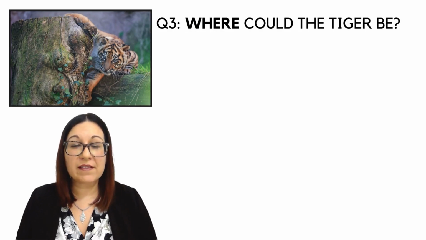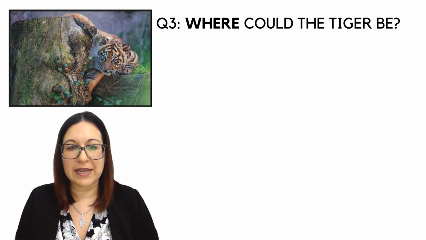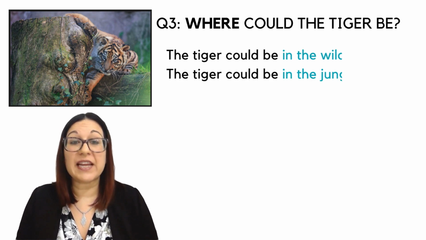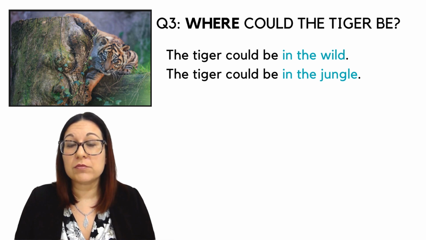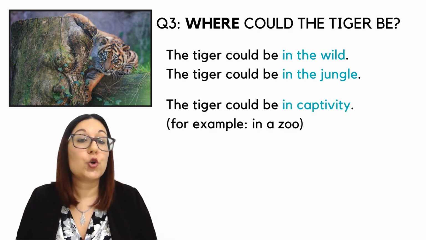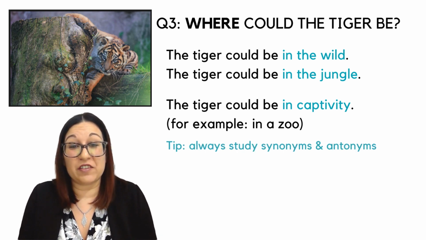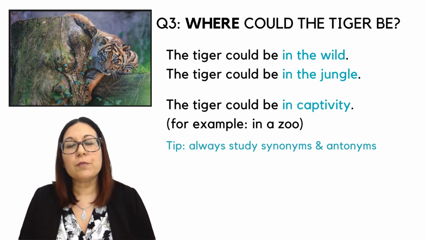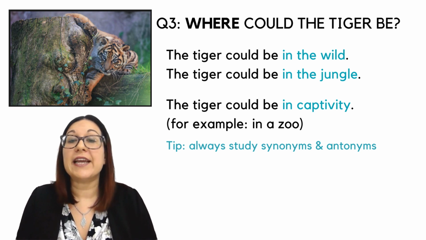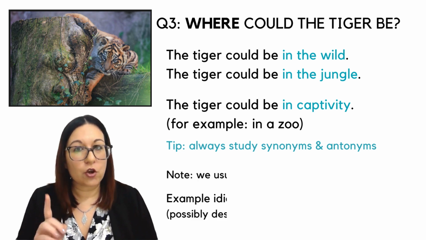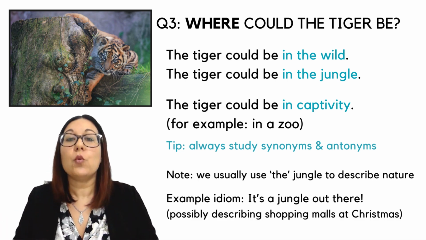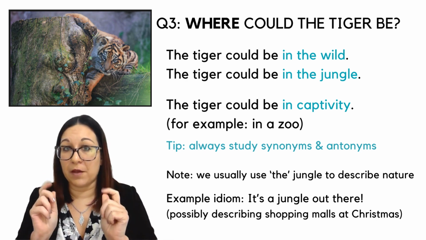Earlier we mentioned that this is a wild cat, not a domestic cat. Now, the tiger could be in the wild, in the jungle. The opposite is the tiger could be in captivity. But personally, I think this looks too natural to be a zoo. So let's say the tiger could be in the jungle. Note, although there are many jungles in the world, we normally use the definite article the, in the jungle. Now, we are only basing our opinion on this one photo, so let's make that really clear.